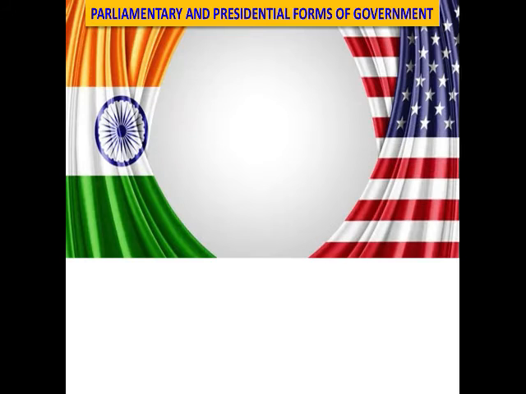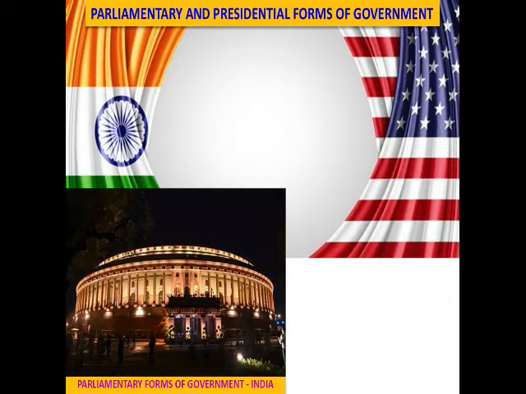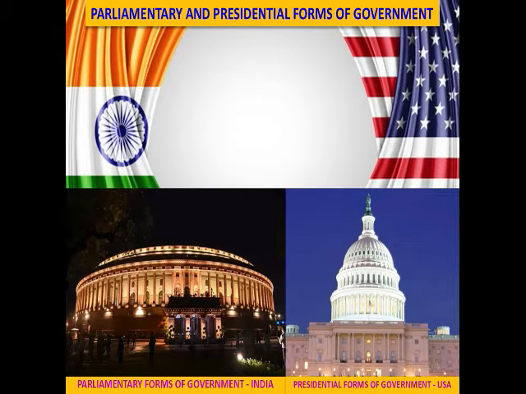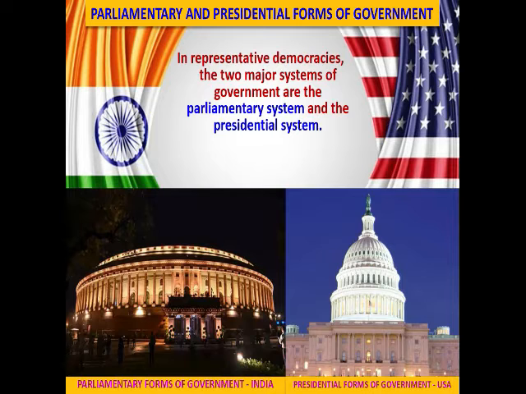And the next, parliamentary and presidential forms of government. Actually, there are two forms of government, children. One is the parliamentary form of government and the other one is the presidential form of government. In representative democracies, the two major systems of government are the parliamentary system and the presidential system. In India, we follow the parliamentary form of government. But in the USA, they follow the presidential form of government.